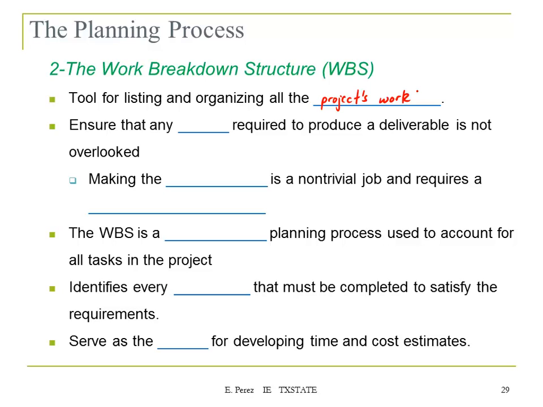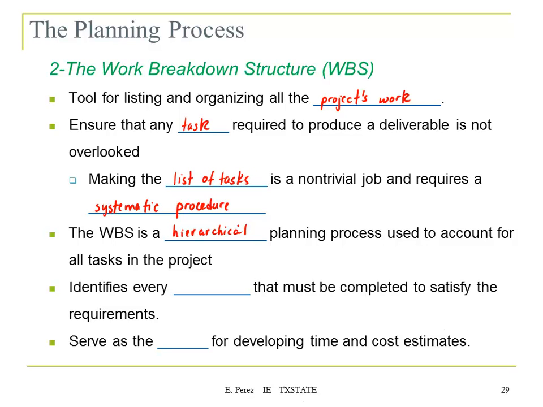So ensure that any task required to produce a deliverable is not overlooked. Making the list of tasks is not a trivial job and requires a systematic procedure. So if you want to make sure that you cover all the tasks, then you need to follow this systematic procedure. So the WBS, or the work breakdown structure, is a hierarchical planning process used to account for all the tasks in the project.